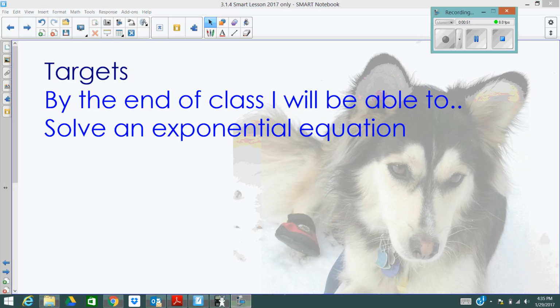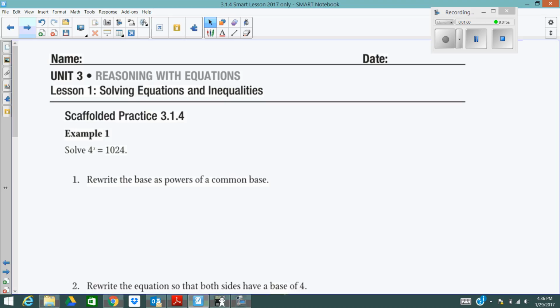Our targets for today: by the end of class, you should be able to solve an exponential equation. So let's take a look at example 1. And I want to remind you all that at any moment you are welcome to pause, rewind, anything that you need to do to make sure that you're understanding the material.